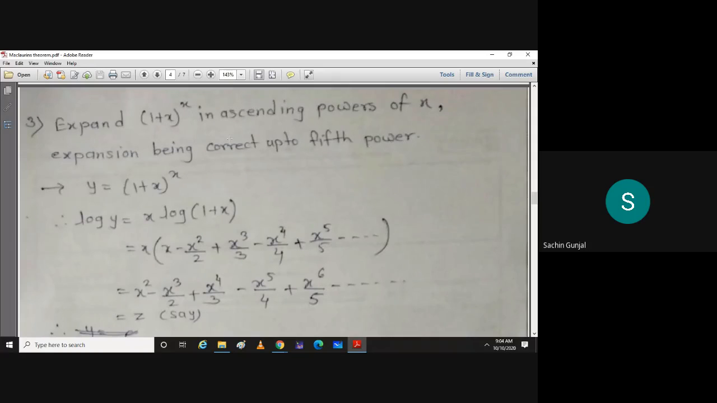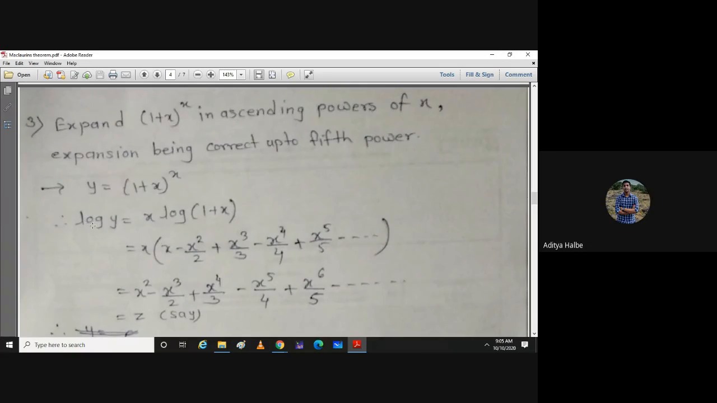So third is expand 1 plus x raised to x in ascending powers of x. So what we'll do in this expansion is we'll apply log, and then we find out series expansion, and then we take exponential on both sides. Okay, I repeat, let us apply log on both sides. So we'll have expansion of log y at the end, and then we take exponential on both sides. So e raised to log y will become y, and then here some series. Okay, so y is equal to 1 plus x raised to x.